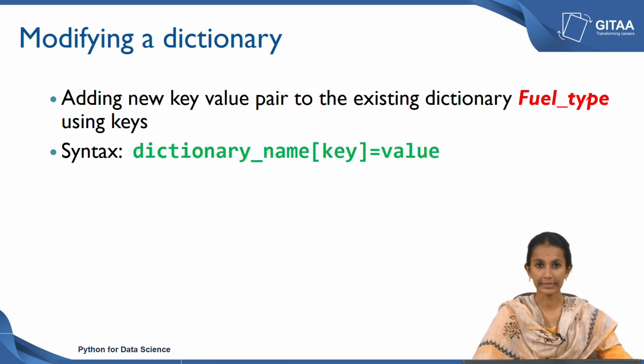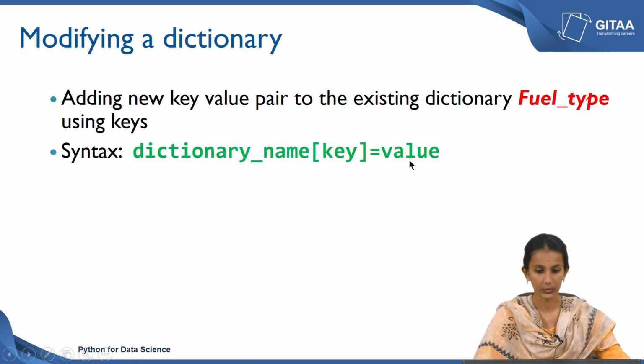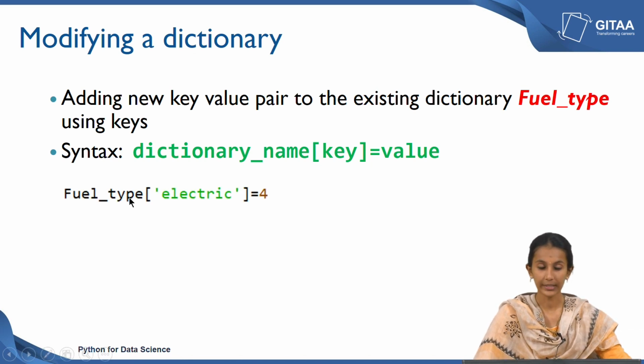So, basically the syntax is dictionary_name, the new key which has to be added to the existing dictionary, and the new value which has to be given to the respective key. Now I wanted to add the 4th key value pair to the existing dictionary. Our dictionary name is fuel_type. So, I wanted to add a new key which is electric. It has a value of 4.